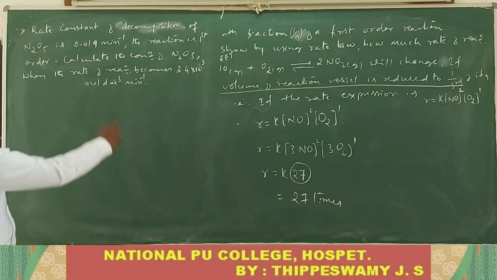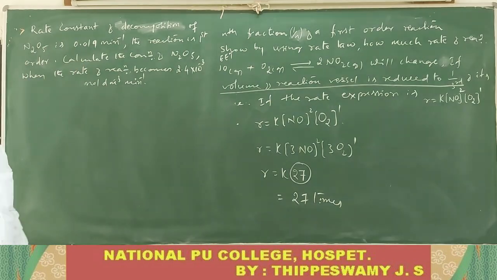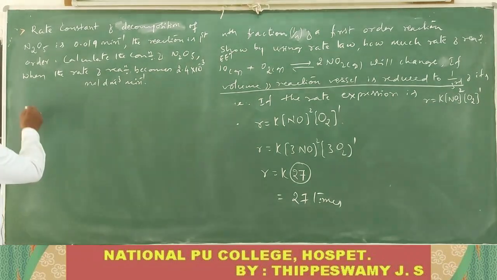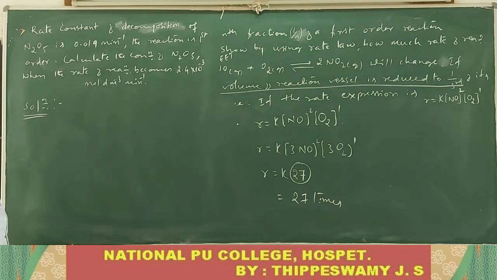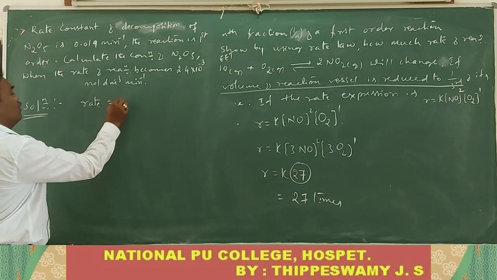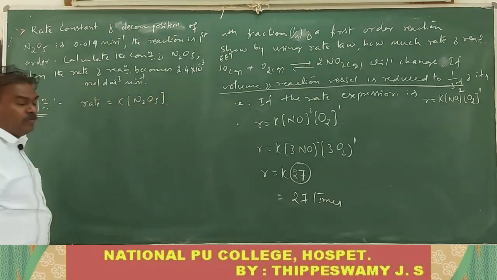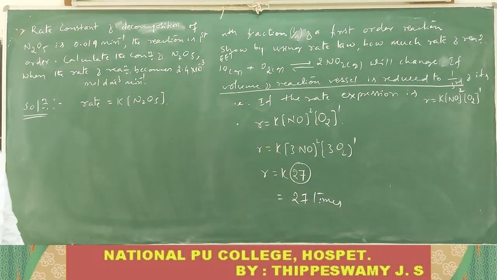So here we have to find the concentration, is it not? The rate constant is given, the rate of reaction is given, and the reaction is said to be first order. So how to solve this one? Can you tell me now? First of all, we can write the rate expression: rate is equal to K into molar concentration of N2O5.